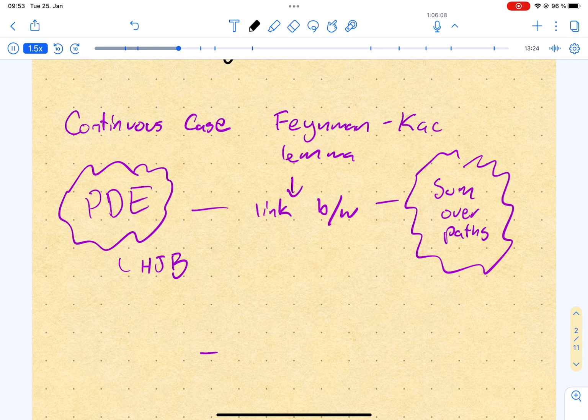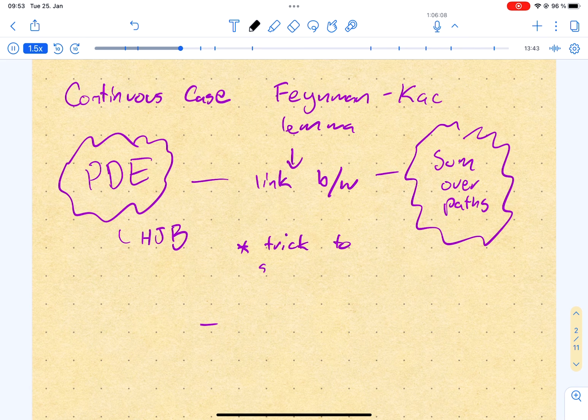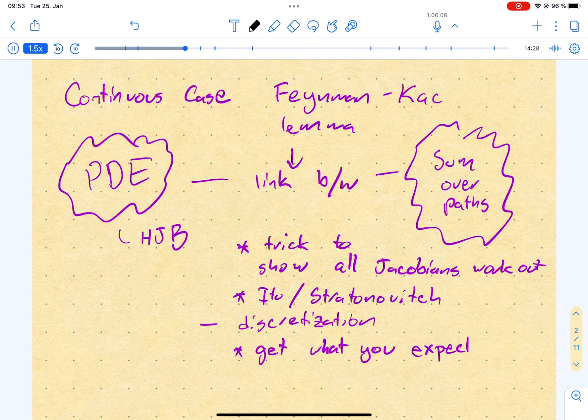Right, and this is actually a little bit tricky to prove properly because there's this question: do you have the right path measure in the continuous case? It's tricky to show all your Jacobians work out, and there are issues with the Ito versus Stratonovich discretization schemes. But in the end, you get what you expect based on the discrete case. So if you didn't know about all this tricky stuff, you would still probably end up calculating the right thing. But in the discrete case, it's much easier.